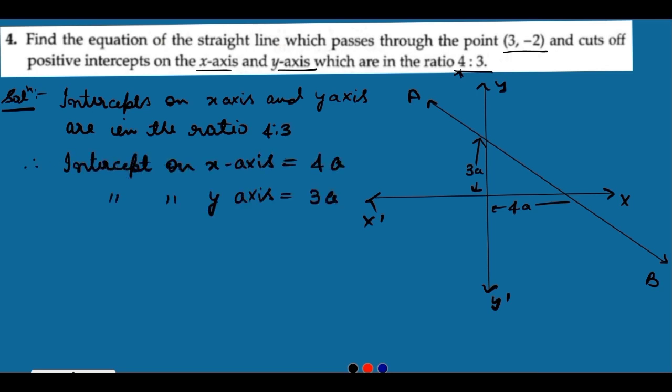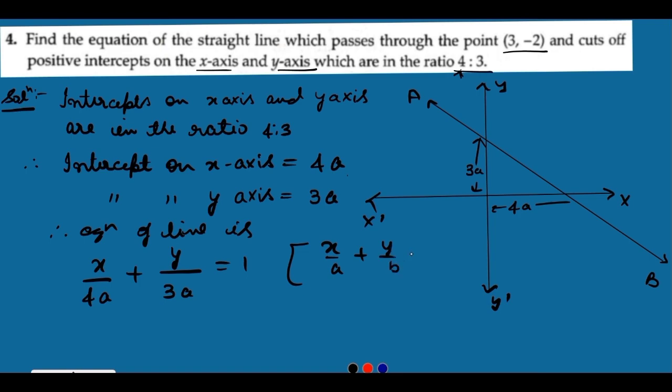Intercepts on x-axis and y-axis are in the ratio 4:3. It means intercept on x-axis is equal to 4a, then intercept on y-axis is equal to 3a. Therefore, equation of line by intercept form will be x upon a, x intercept that is 4a, plus y upon b, y-intercept, is equal to 1.